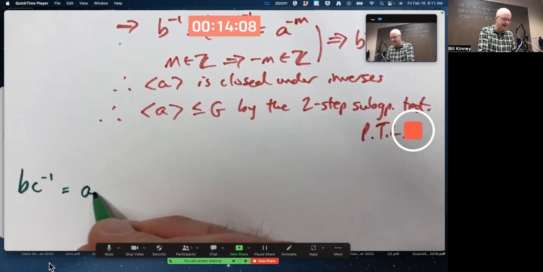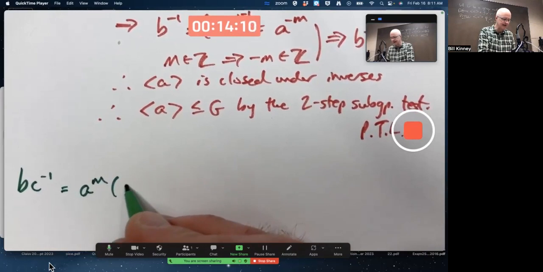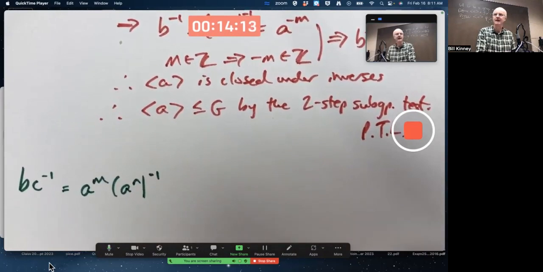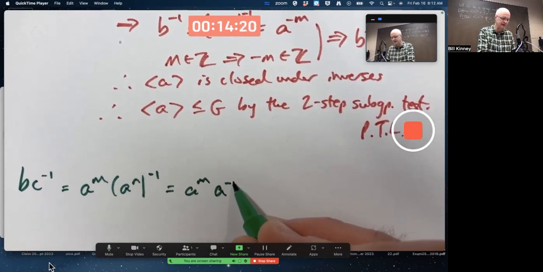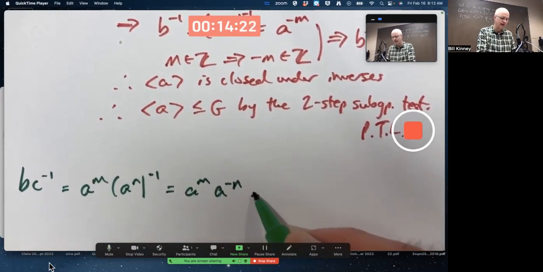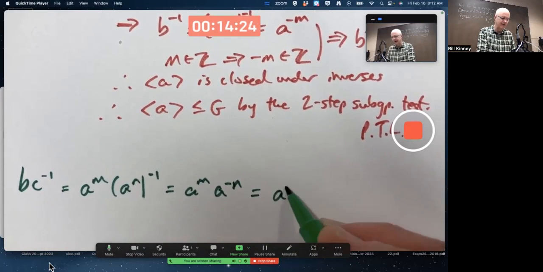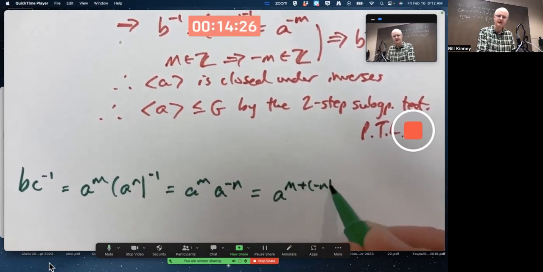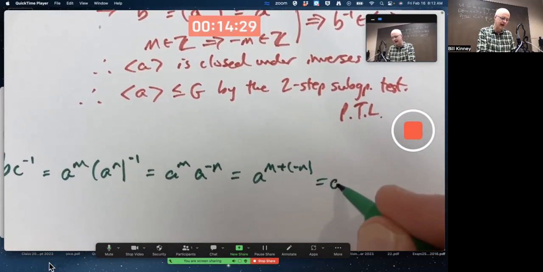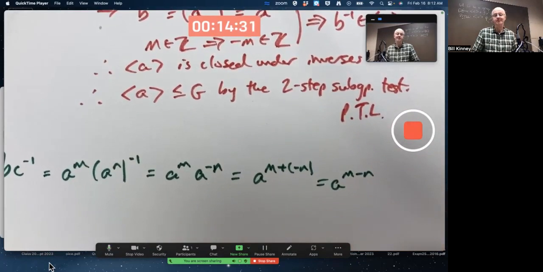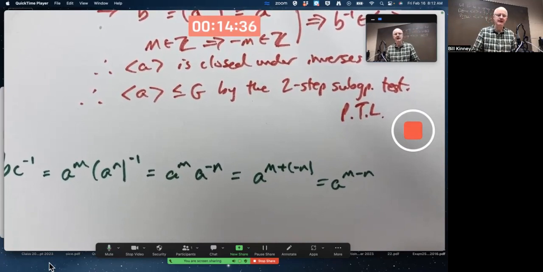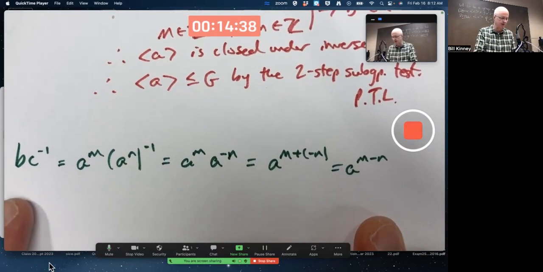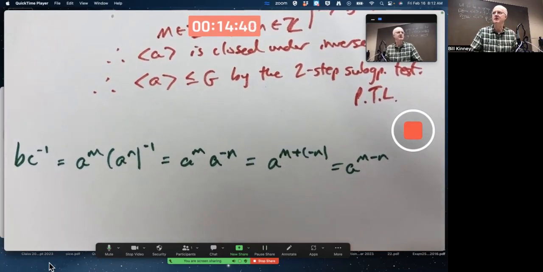And if B is a to the m and C is a to the n, that can be written like that. By a property of exponents on the right, we can multiply those exponents and get this. And by another property of exponents, we can add those exponents and get this. And if you want to write that as m minus n, that's fine. If m and n are integers, then m minus n is an integer. So yes, this is an integer power of A, and we've shown B times C inverse is in there.